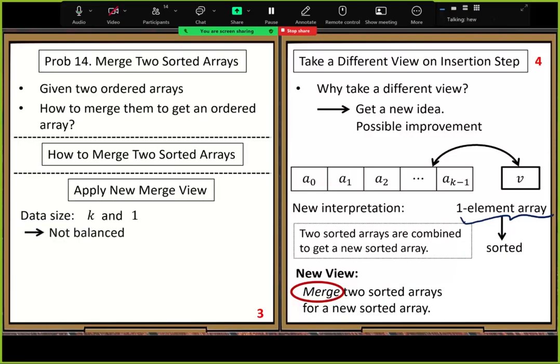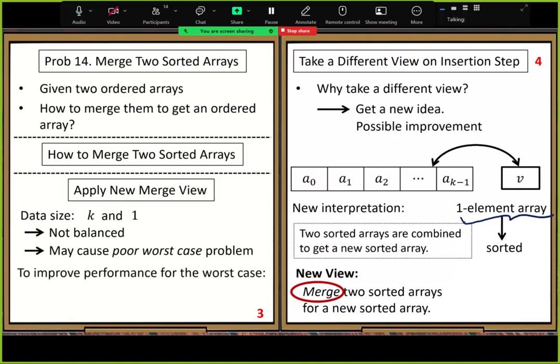Here, unbalanced data distribution may cause a poor worst case. The worst case is very poor, so we want to avoid it. To improve performance for the worst case, we want to take that balancing principle and try to make two subarrays of equal size, to avoid poor worst case efficiency.